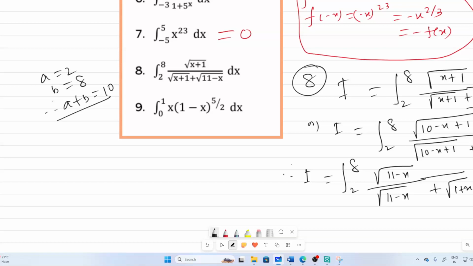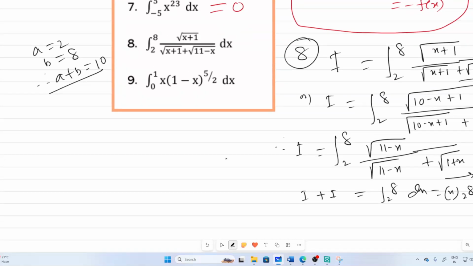See the fun here. This is number 1, number 2. You just add 1 and 2. I plus I. Same denominator, same numerator is coming on addition. Result is 1. That is 2 to 8 dx, which is x. Answer is 6. Therefore, I is equal to 3.